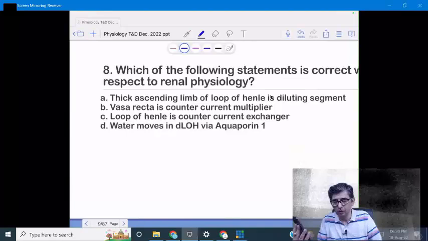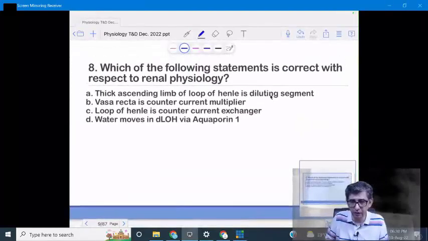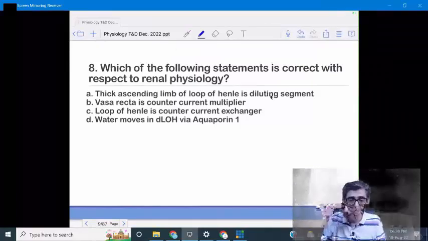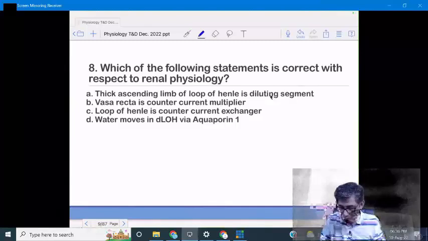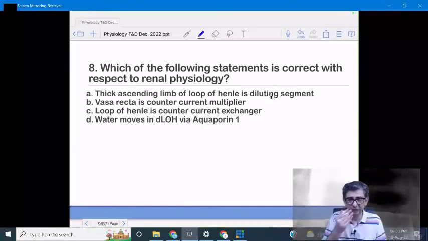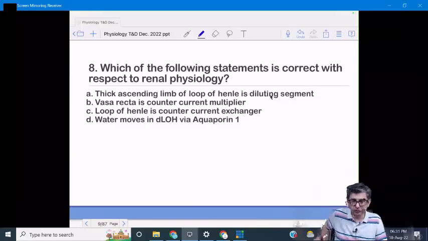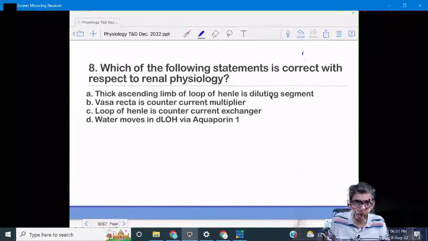The question says, which of the following statements is correct with respect to the renal physiology? Okay. Here he's asking about the correct statement. Traditionally, we ask about the incorrect statement, but here the correct one is being asked. Okay, let me work it out for you.